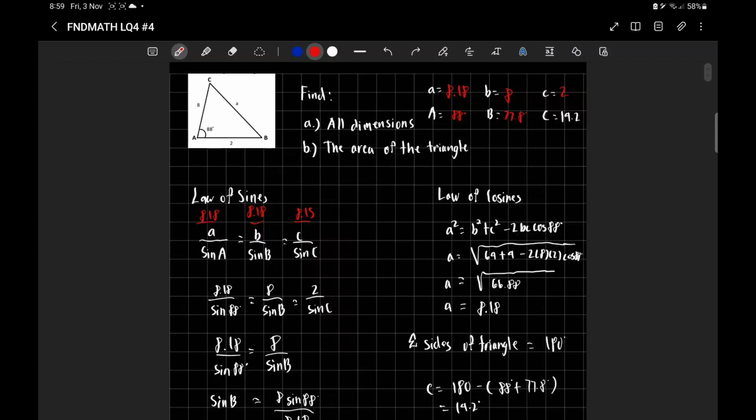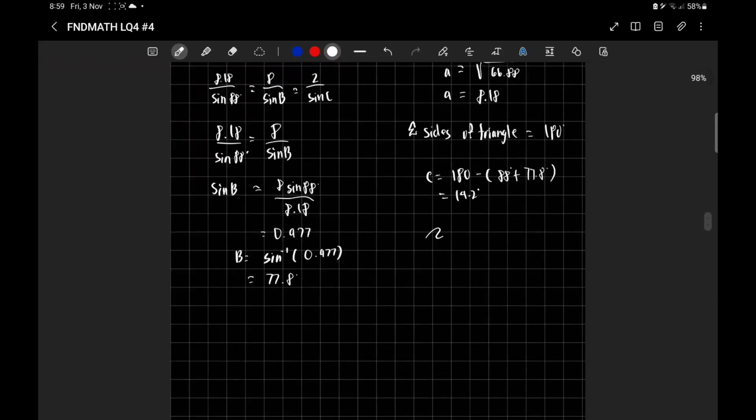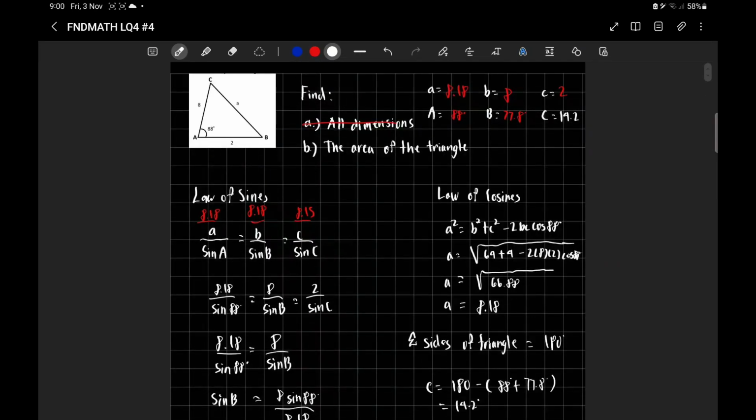So we've found all the dimensions, so let's check, and we're trying to find the area of the triangle. So we must know that the area of a triangle, based on our high school geometry, is just equal to 1/2 times the base times the height. So we can say that the base here is just equal to 2, right? However, how can we get its height? We don't know what its height is. Its height is the altitude. It's the highest point. Well, how can we get that?